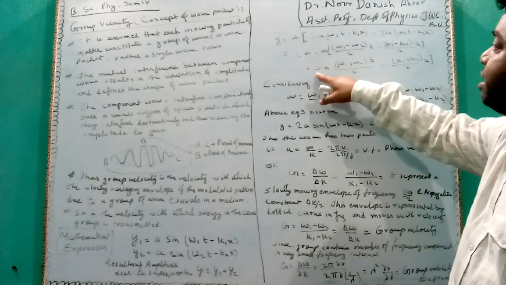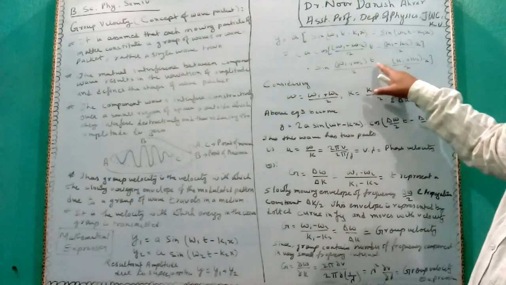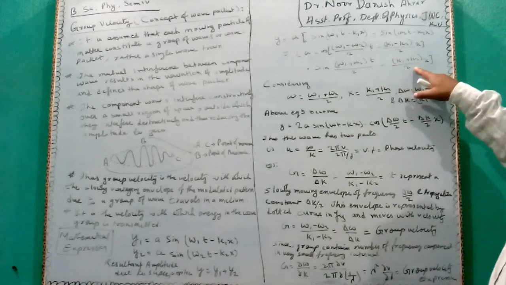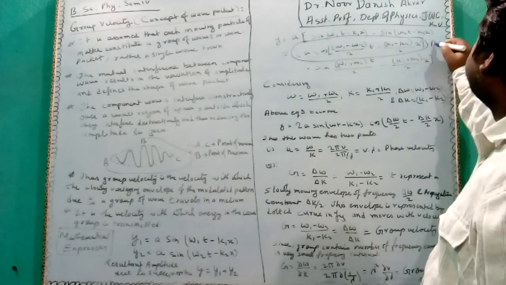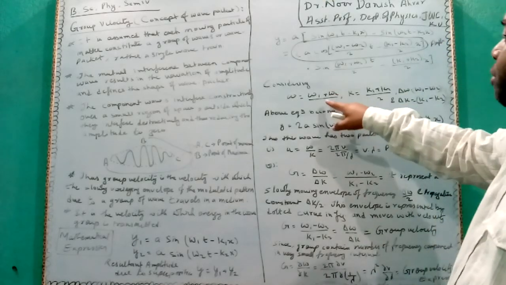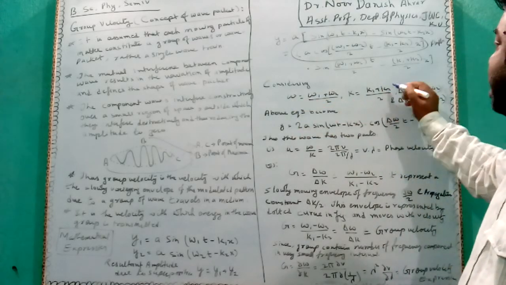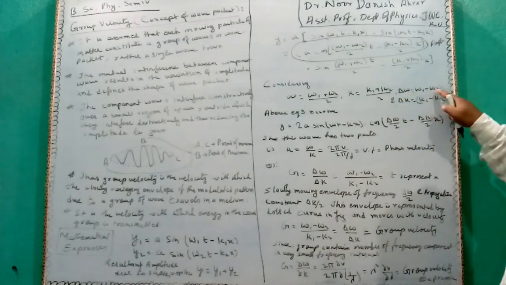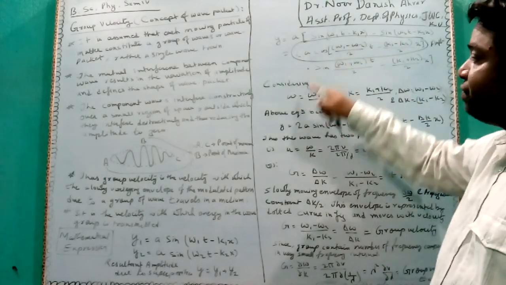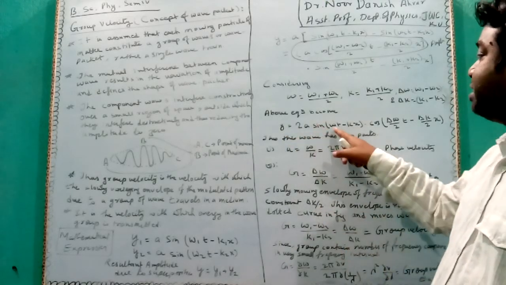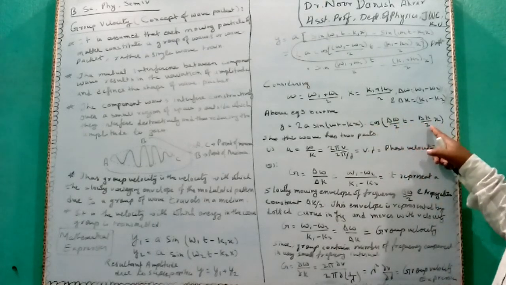And the sine component will be sin[(ω1 + ω2)t/2 − (k1 + k2)x/2]. Now this whole cosine component will act as an amplitude. Now consider (ω1 + ω2)/2 as ω and (k1 + k2)/2 as k, Δω as ω1 − ω2, and Δk as k1 − k2. The equation can then be simplified as y = 2A cos(Δω t/2 − Δk x/2) sin(ωt − kx).